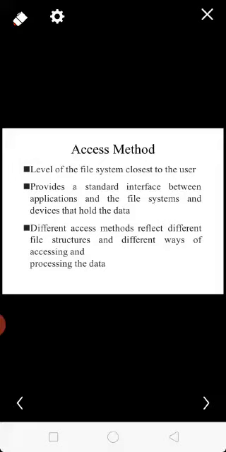So, what are the different access methods for files? This is the level of the file system closest to the user. It provides a standard interface between the application and the file system and the device that holds the data. Different access methods reflect different file structures and different ways of accessing and processing data.